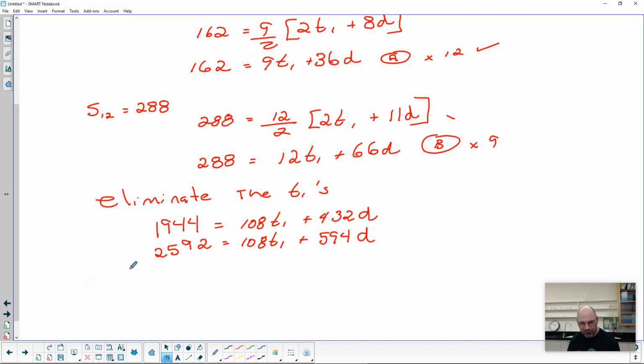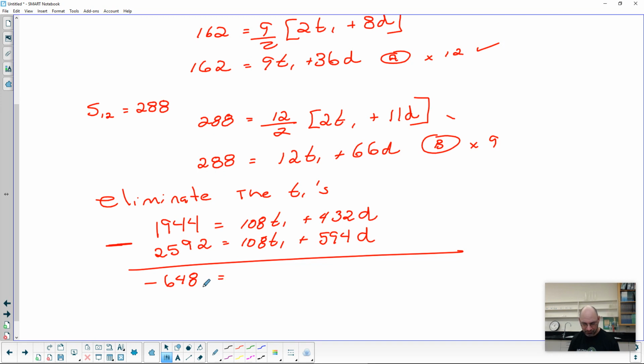Okay, so now we have our two equations where these are equal. So we can subtract one from the other. Now you're like, hey, that one's bigger than this one. Shouldn't this be on the bottom? It doesn't matter. We'll just get negative numbers. We'll subtract them. Okay, so 1944 subtracting 2592, that gives us 648 negative.